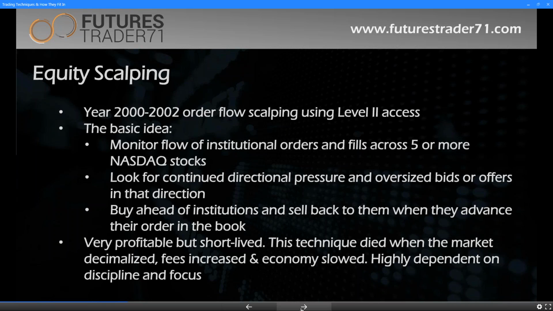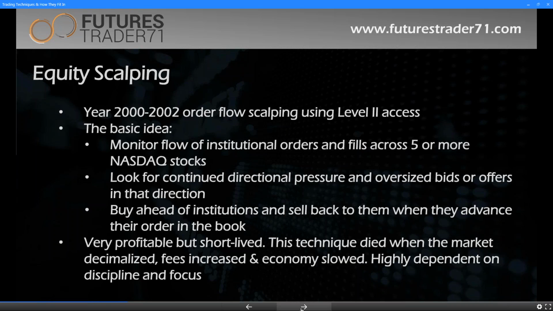And then essentially there was a lot of edge there in just buying ahead of institutions and selling back to them as their trade desks would move their orders across the market, across prices. This was a very profitable way to trade. It was early on in the electronic trading becoming widely open to speculators, but it was very short-lived.